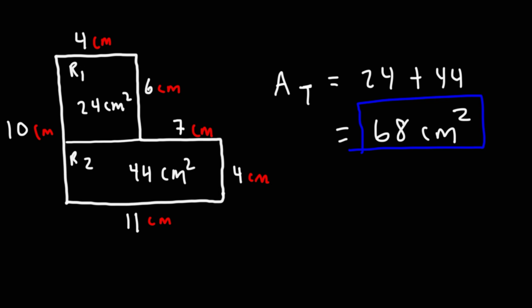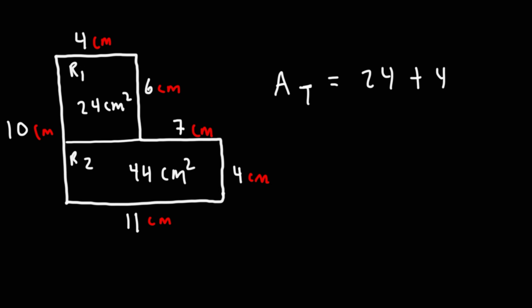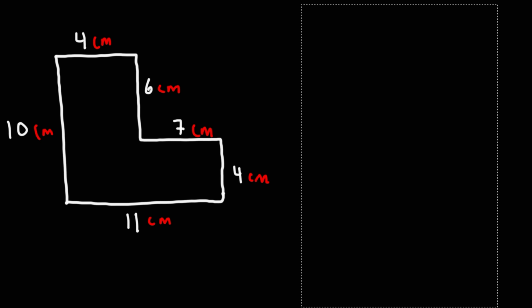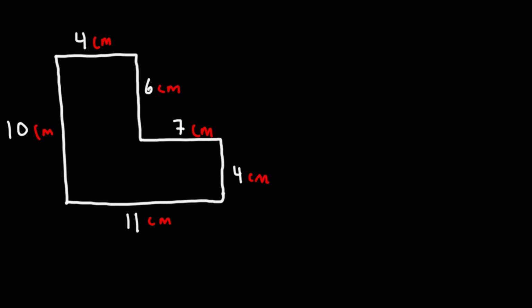Now, it doesn't matter how you break up the composite figures into smaller parts, the answer will still be the same. So for instance, let me just undo what I did. Let's say we decided to break it up this way. So the first rectangle on the left, we can see that it has a length of 4, a width of 10. 4 times 10, that's going to be 40 square centimeters.